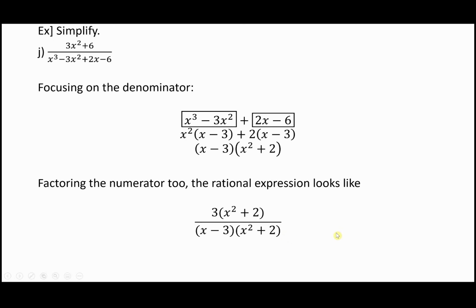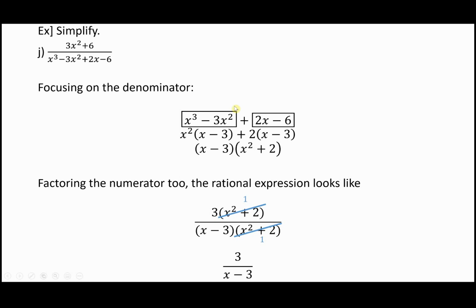Do you see anything that could be canceled? Yes, there's a common factor of x squared plus 2, so slash those away, and then drop the parentheses on the x minus 3 because they're not doing anything, and call it good. That's it for that one. Okay, so hopefully that felt good and was relatively straightforward.